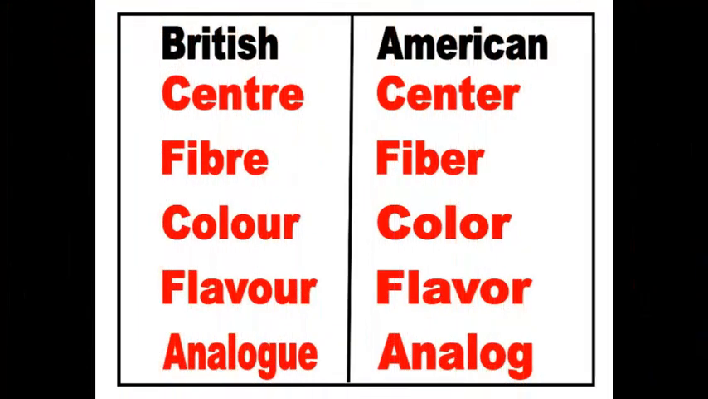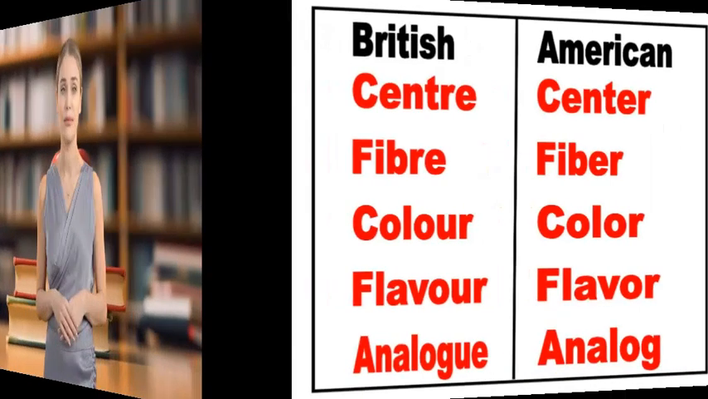Consider these examples. Center. Fiber. Color. Flavor. Analog. You'll notice that there are slight differences in the way the words are spelt.